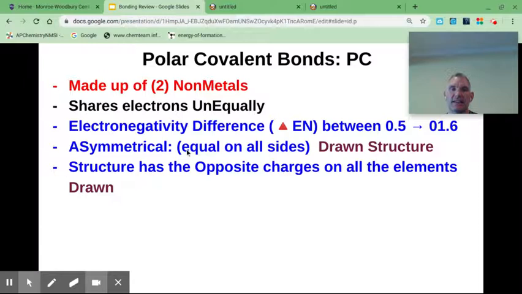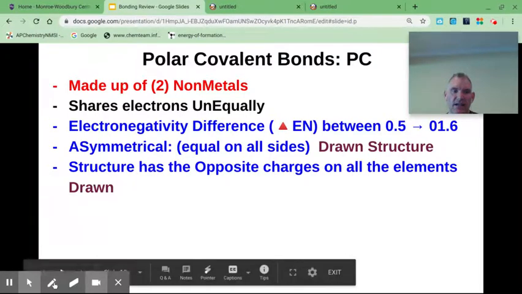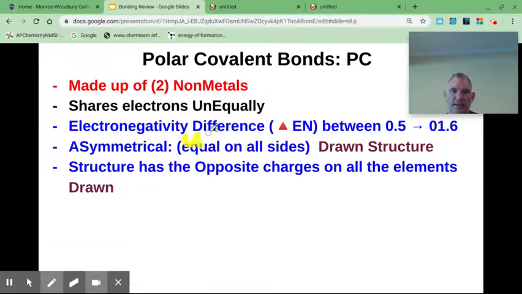Oh, there's a mistake here. That should be unequal on all sides when I draw it. And it should be opposite charges. Again, that should be unequal. Unequal. That was my mistake here in the drawing process.